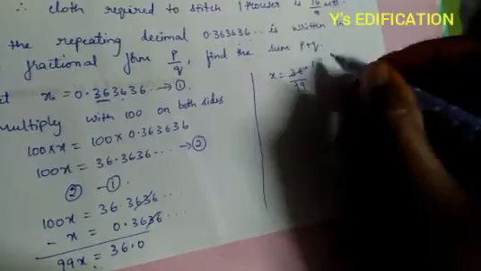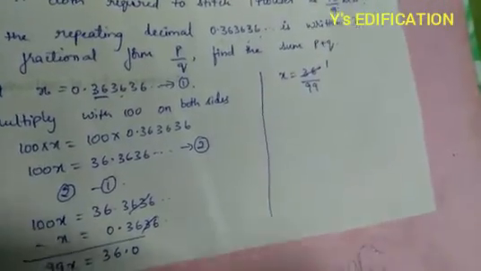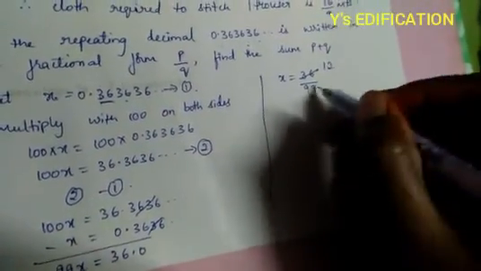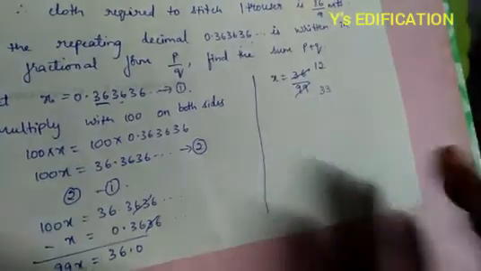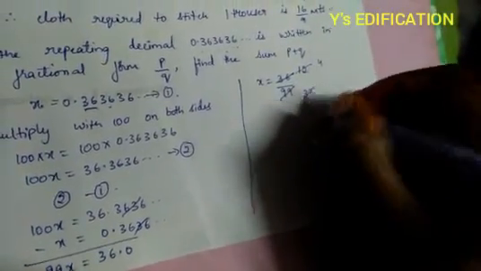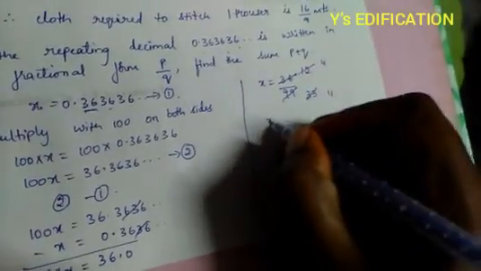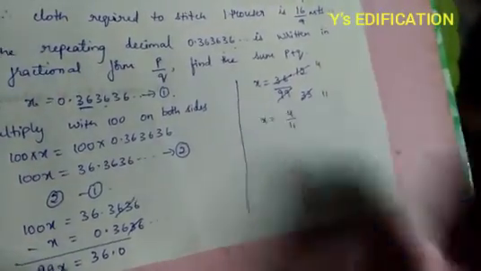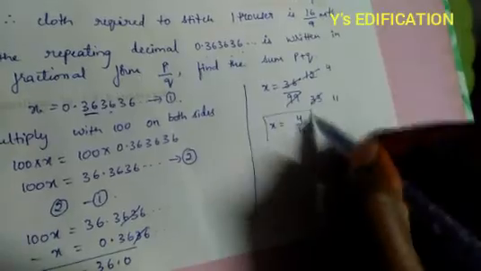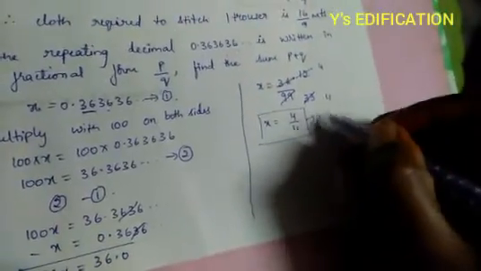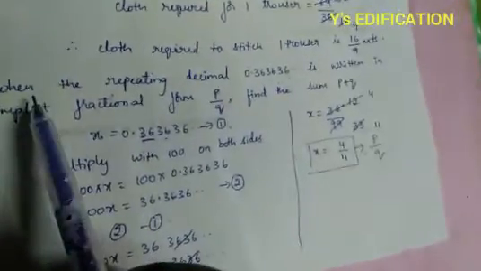3 12s are 36, 3 33s are 99. 3 4s are 12, 3 11s are 33. Now the x value is 4 by 11. So this is a rational number, in the form of P by Q. Okay, once again, see the question.